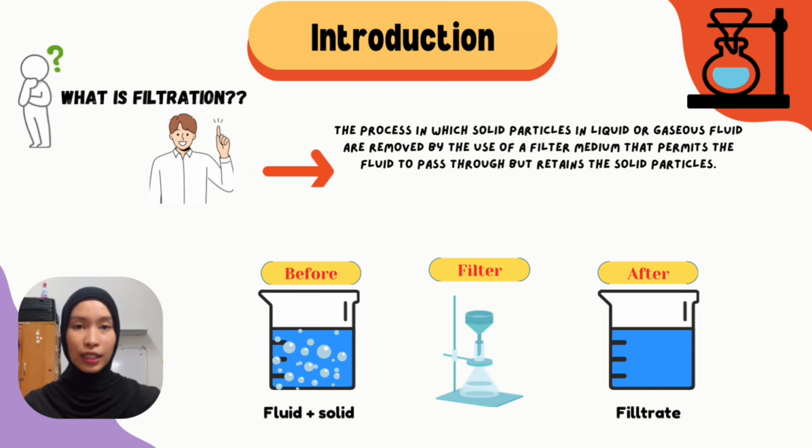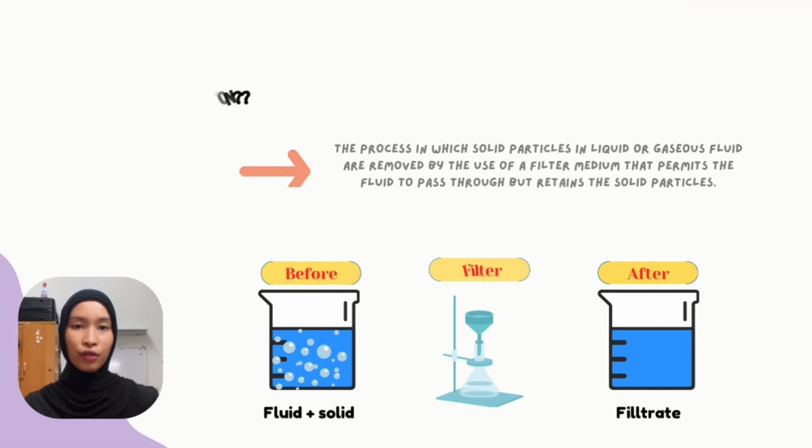So, filtration is the process in which solid particles in liquid or gaseous fluid are removed by the use of filter medium that permits the fluid to pass through but retains the solid particles. As you can see here, there's a lot of solid in the fluid before the filtration, but after the filtration, the solids are retained at the surface of the filter. Only fluid can pass through the filter. You can observe the clear solution from the filtration, which is the filtrate.